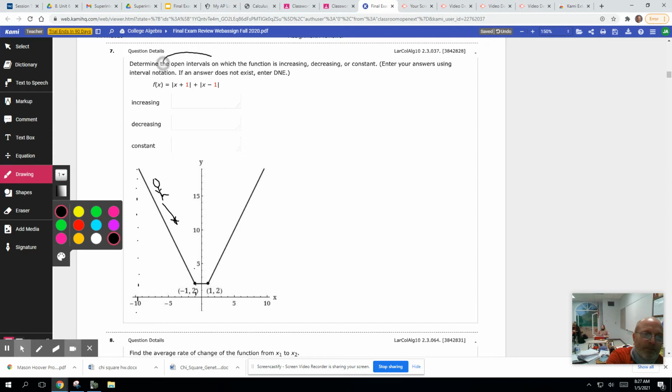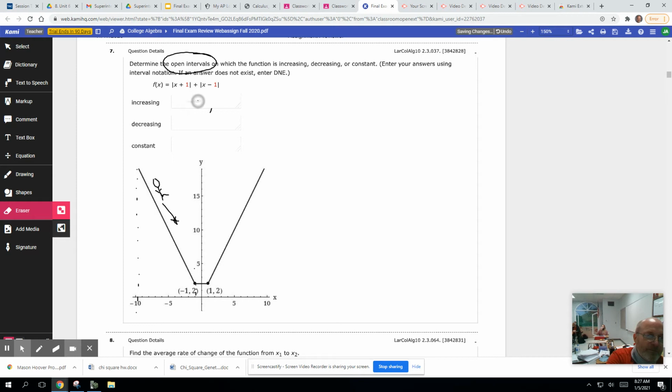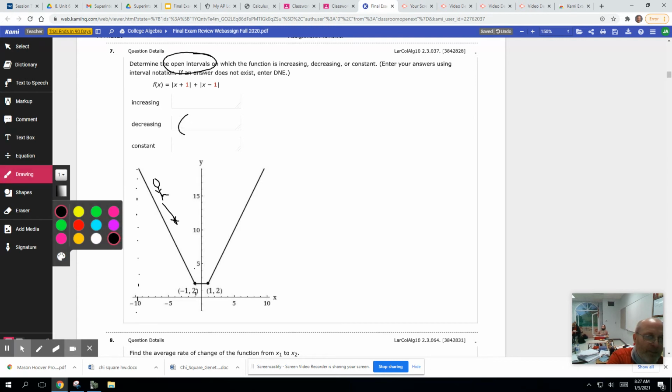And remember, it says determine the open intervals. Open intervals mean the endpoints are not included. So we'll go from -10. Well, that's decreasing. Sorry. We're decreasing there. So we're decreasing from -10 to x equals -1. Increasing, decreasing, and constant intervals are the x values only.